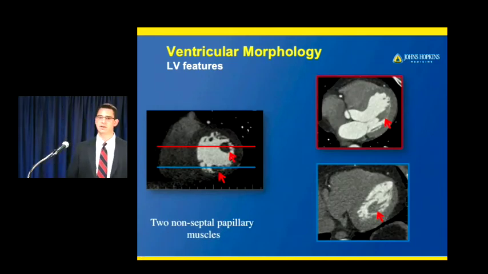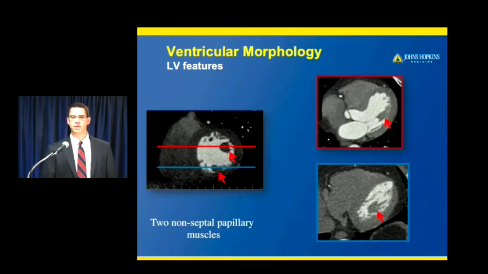Whereas in the LV, we often have very small or almost absent apical trabeculations, and the morphology is dominated by these two large papillary muscles, which we see very well on short axis view. There's the anterolateral and posteromedial papillary muscle. We see them also on axial views. Notice there's nothing of any significance attaching to the septum. That's another distinguishing feature. Typically in the RV, you have trabeculations attaching to the septum, not so much in the LV.